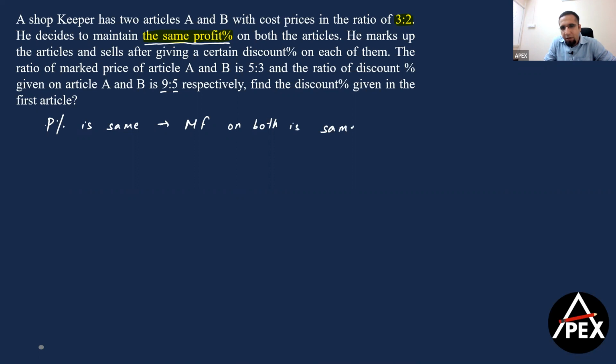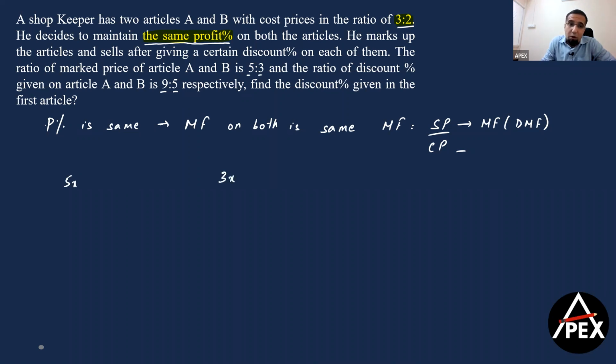And we have learned in the class that the multiplying factor when it comes to profit is always SP by CP. Clear? Now, what is selling price? Selling price is mark price into the discount multiplying factor, and cost price is what is given to us directly. So if I assume the ratio of mark price is 5:3, let me assume the mark price as 5x, and the mark price of the second article as 3x.